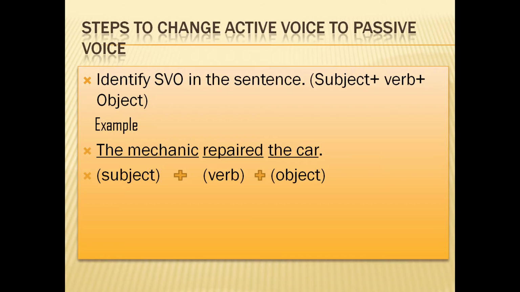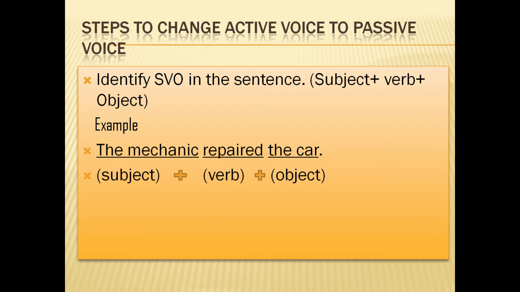Now let's have a look at the steps which you need to follow while changing from the active voice to the passive voice. The first thing is that you need to identify SVO in the sentence. S stands for subject, V stands for verb, and O stands for object. This is the basic sentence structure which you must have studied earlier also. But here the verb should be the transitive verb, as we have discussed earlier also.